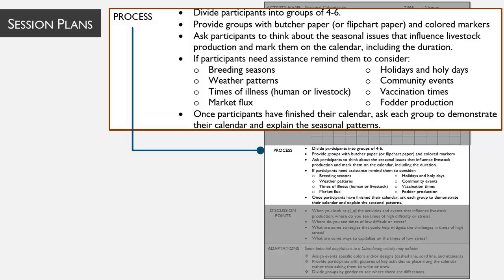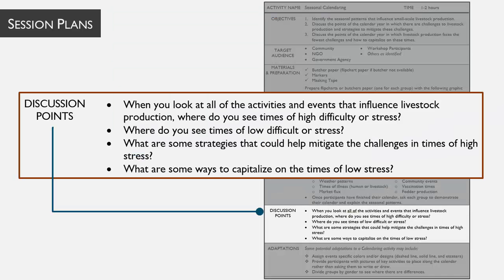Next is a step-by-step explanation of the instructional process. In this example, we see that participants are divided into groups of 4 to 6. They are provided with paper and markers, and then there is a set of instructions provided to the participants. It is also helpful to include discussion points on the activity. This can be suggestions for discussion or explicit questions to help guide the instructor and the participants in processing the activity.